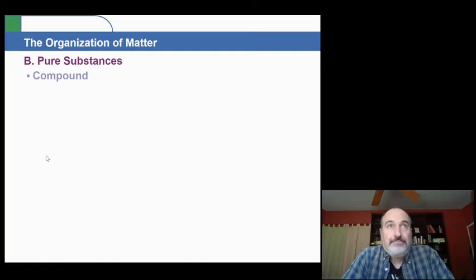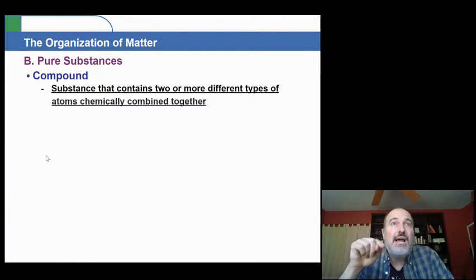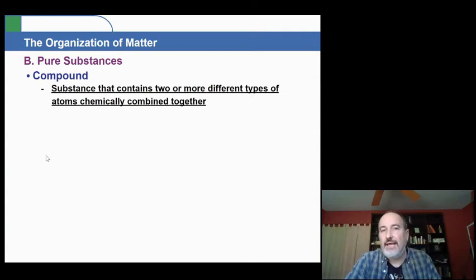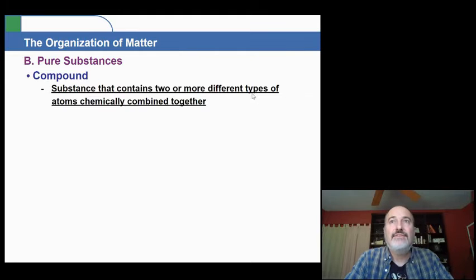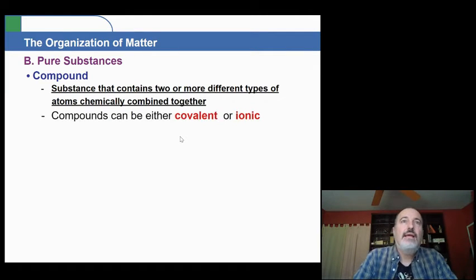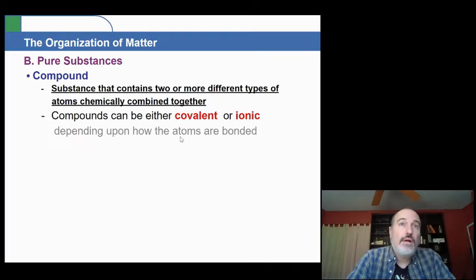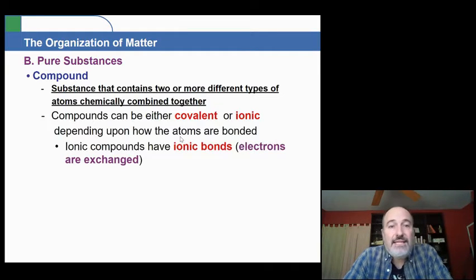All right. Now, a compound is when you take 2 or more different types of atoms and you chemically combine them together. Remember, a molecule is 2 or more atoms that are bound together with a covalent bond. But a compound has to be, first of all, 2 different types of atoms, and they can be bound together either with a covalent bond or with an ionic bond. But the key thing is that they have to be 2 or more different types of atoms. All right. And compounds can either be covalent or ionic, depending on how the atoms are bonded together.